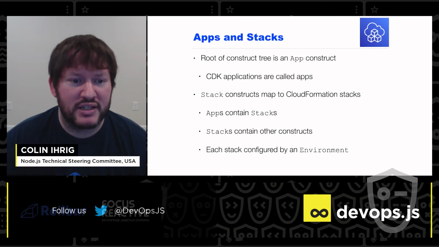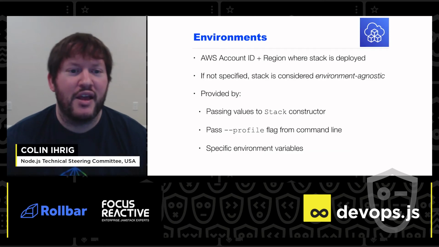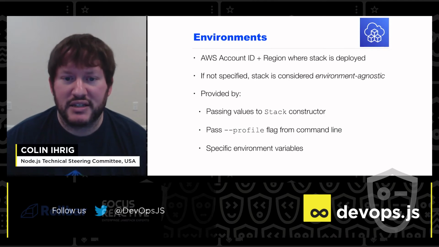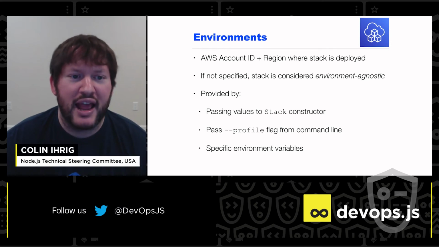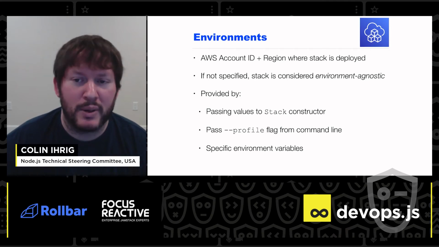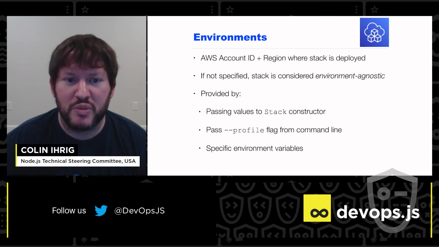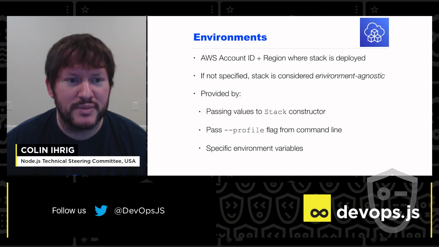One thing worth pointing out is that each stack is configured by an environment, and I'll talk about that right now. So an environment is an AWS account ID plus a region where the stack is going to be deployed. So this is basically saying this user is deploying to this region in the cloud. And so an environment has to be provided for every region that you're trying to deploy to, and for every separate account that might want to deploy your stack. If you don't specify an environment, then the stack is considered to be environment agnostic. But these are of pretty limited use.